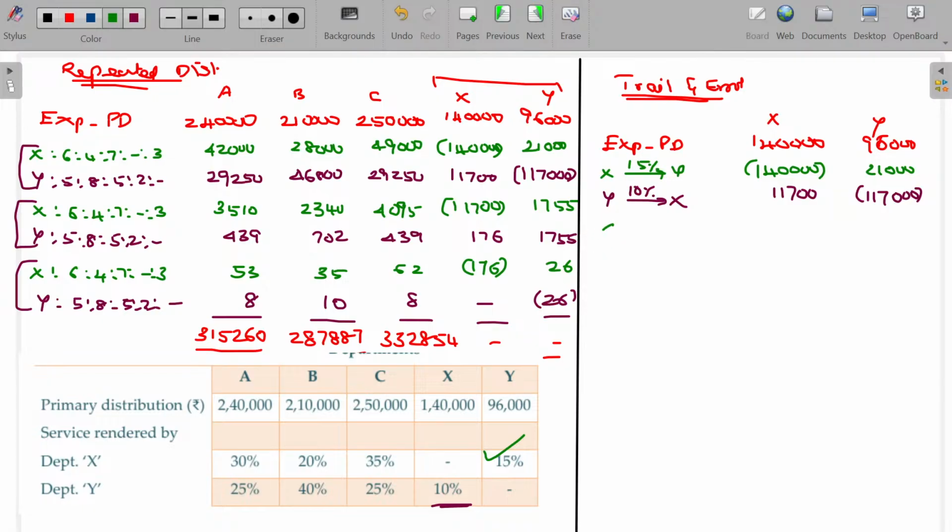Again X to Y, 15%. 11,700 is subtracted, 15% on this being 1,755. From Y to X, 10%. Full value is cancelled and the transferred value being 10%, 176. Then from X to Y, 15%. 176 is subtracted, 26 will go here.